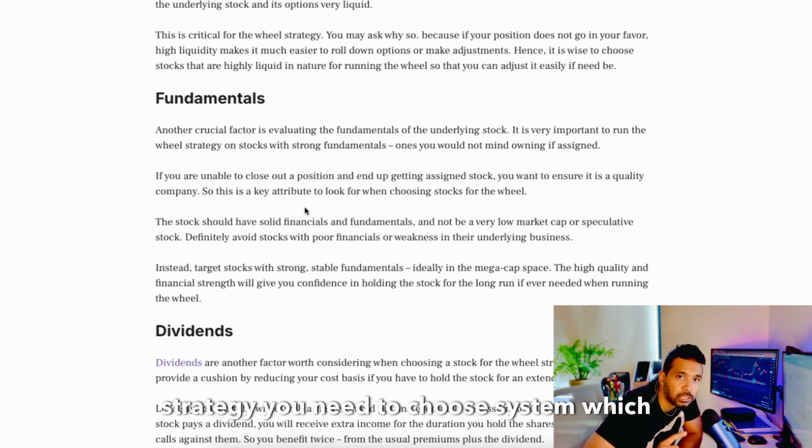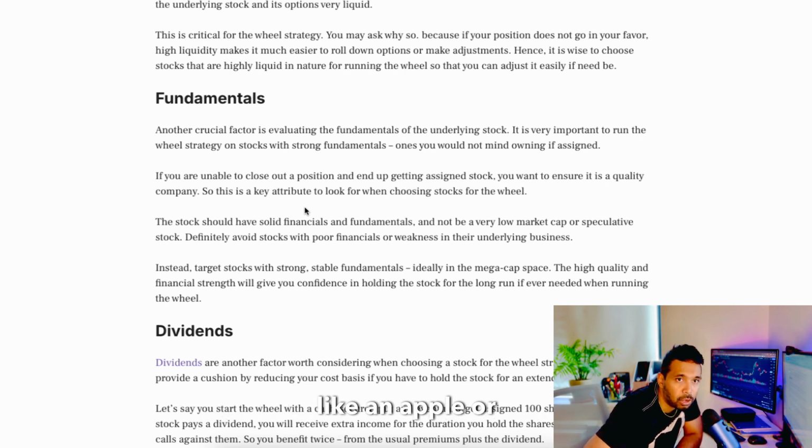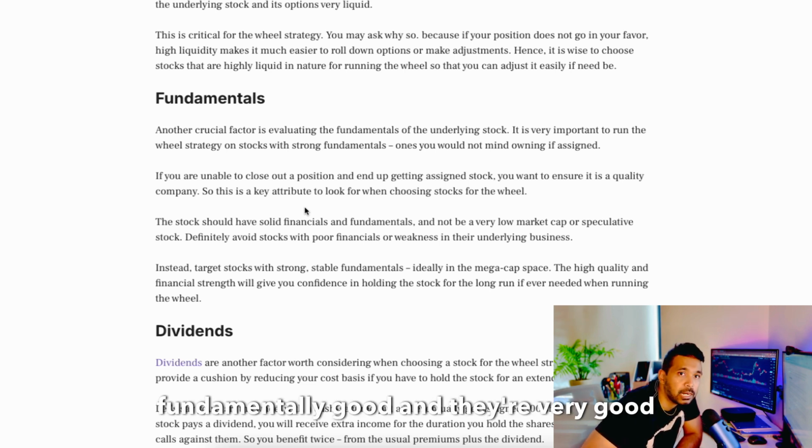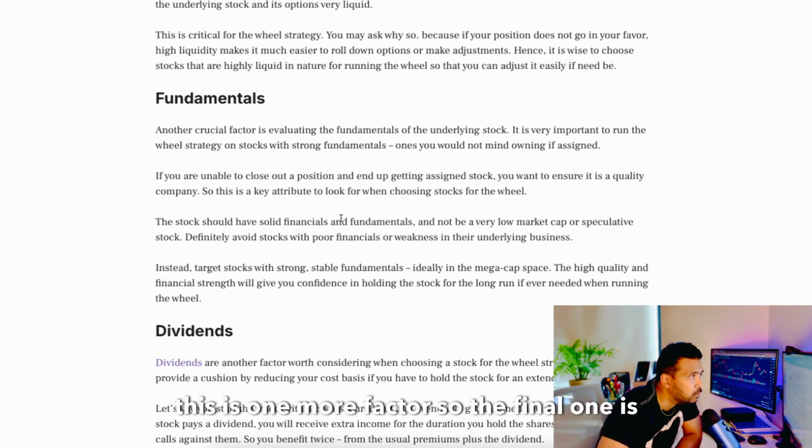Those stocks are not suitable for a wheel strategy. You need to choose stocks which are good fundamentally, like I said, like Apple or Walmart or Costco. These are stocks which are fundamentally good and they're very good for the wheel strategy. So this is one more factor.